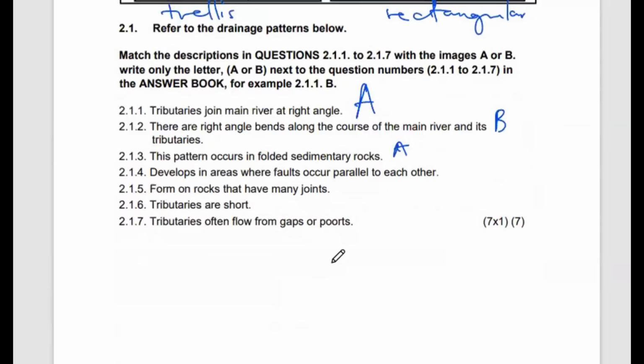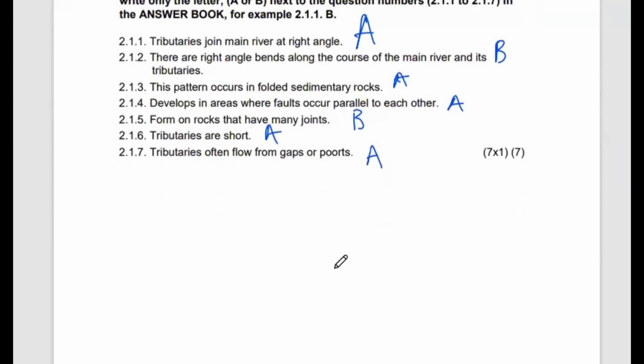We're done with that. Number 3, develops in areas where folds occur parallel to each other. Where folds occur parallel to each other, that is A. Form on rocks that have joints. Number 5, rocks with joints give us a rectangular pattern, which is B. Tributaries are short, that is automatically A. And tributaries often flow from gaps or from the ports. That is typical of A, like what I've just mentioned. So those are our correct responses for the first question.